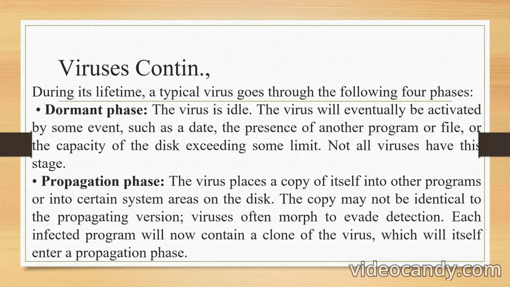Propagation phase. The virus places a copy of itself into other programs or into certain system areas on the disk. The copy may not be identical to the original version. Viruses often morph to avoid detection. Each infected program will now contain a clone of the virus, which will itself enter a propagation phase.